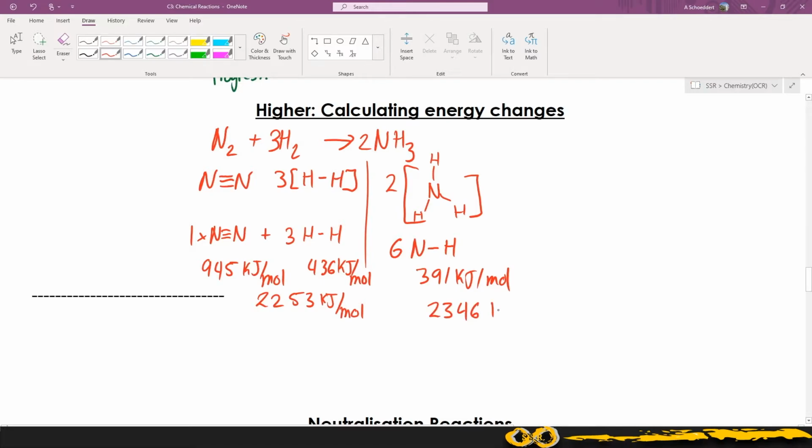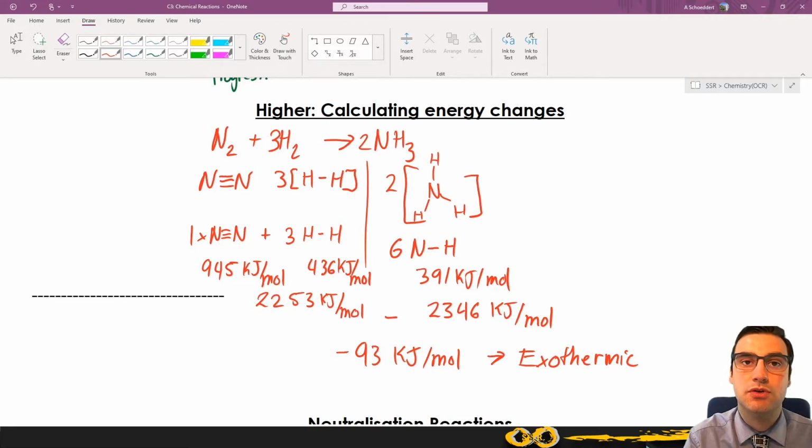2346 kilojoules per mole. To find the overall energy change, we do products minus reactants, and therefore the overall energy change in this reaction is negative 93 kilojoules per mole. This indicates that the reaction is in fact exothermic, as the energy has gone down overall while the reaction happened. When you're doing these calculations, make sure that you are understanding which bond types are present.